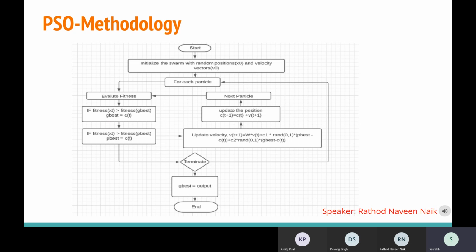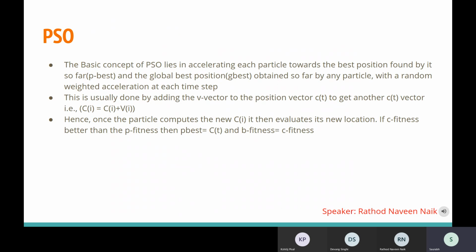Then this should be continued for each of the particles present in the swarm. After completion of all the particles, we need to terminate the program and the global best will be given as the output which we get after completing all the particles.